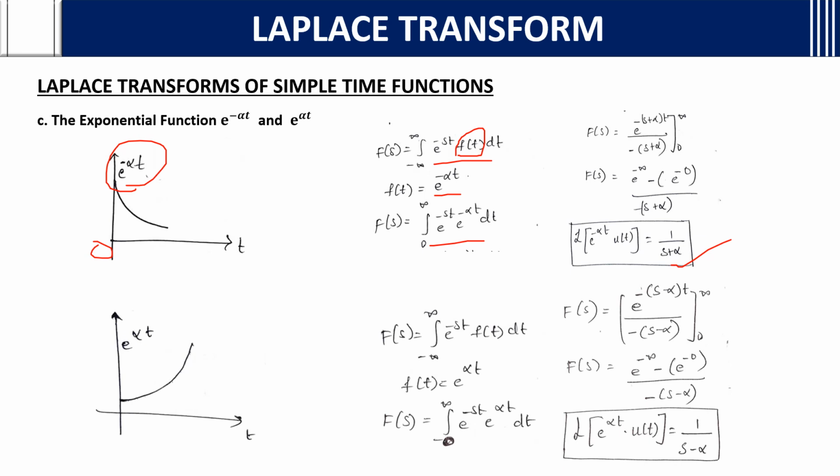So how can you remember? An easy way to remember the Laplace transform of e power minus alpha t is that whenever it is minus, you will get 1 by s plus alpha. In the same manner, if you do it for e power plus alpha t, you will get 1 by s minus alpha. If it is positive in the exponent, you will get negative in the Laplace transform. E power minus alpha t is 1 by s plus alpha. You can remember Laplace transform in this way. Okay. Next.